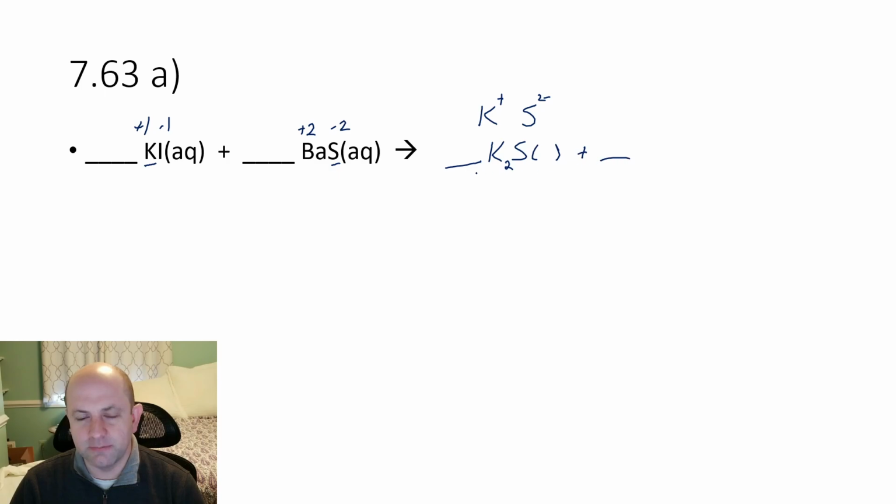Then we'll do our second pair, where barium will go with iodide. So barium is going to be +2, iodide will be -1. When we crisscross those charges, we'll have BaI2.